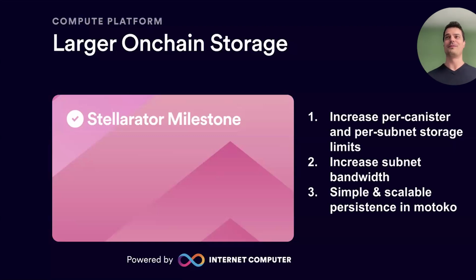Then this was the Tokamak milestone, so speed. Let's move on to the Stellarator milestone about storage. And here we're going to talk about three key ingredients. One is increasing how much memory each canister can use and how much you can store on a single subnet. Then we're going to talk about increasing the bandwidth, so you don't just get more storage, but also more bandwidth to go with it. And we're going to talk about simple and scalable persistence in Motoko. And luckily, I get to call in three experts again to talk about these three points.